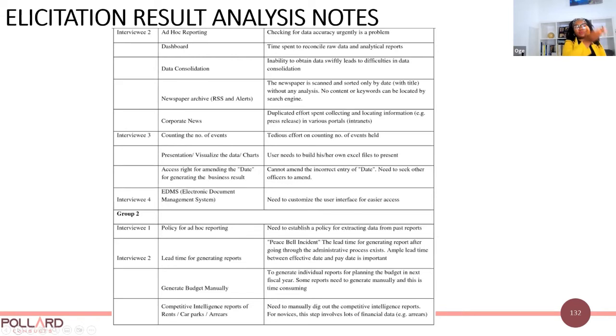So for example, look, this is a sample analysis result. And what you have here, okay, maybe they talked about hard up reporting. What was discussed? Checking for data accuracy urgently is the problem. That was just the highlight. Another key point was they talked about the dashboard, time spent to reconcile raw data and analytical reports. And we talked about corporate news, duplicated effort spent collecting and locating information. Just very high level points when you are putting together your meeting notes.